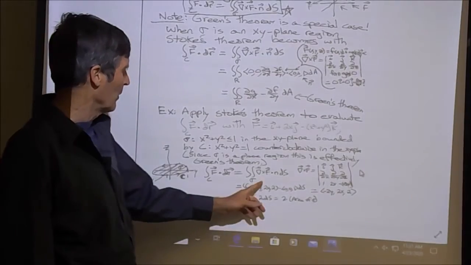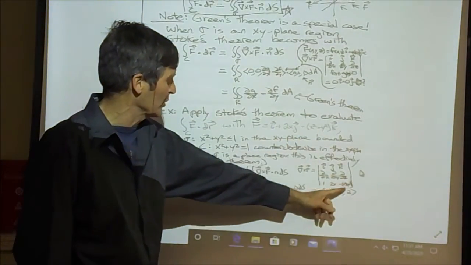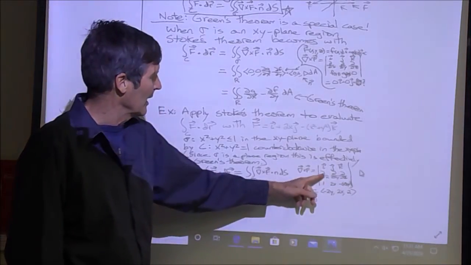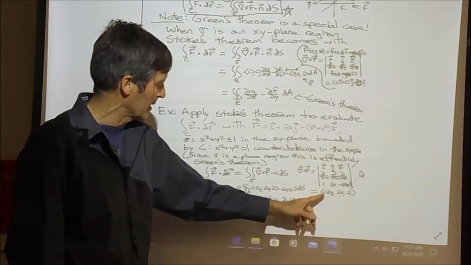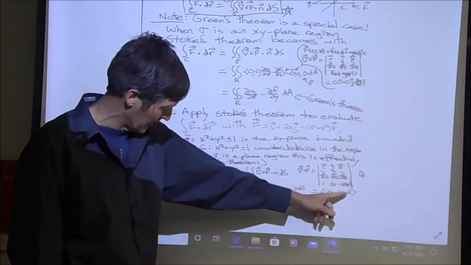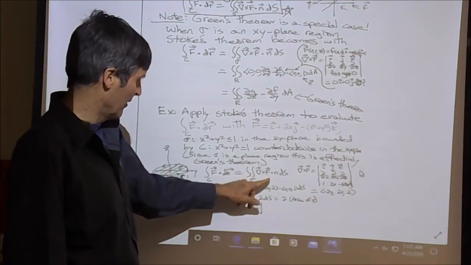Right? Well, what's the curl of f? We put f, 1, 2x minus x squared minus y squared, into this determinant with i, j, k, and d/dx, d/dy, d/dz. To calculate the curl, we get minus 2y, plus 2x, 2. And so there's curl of f dot n.